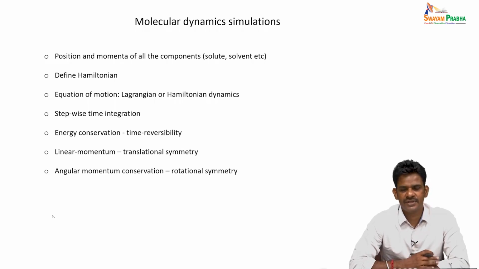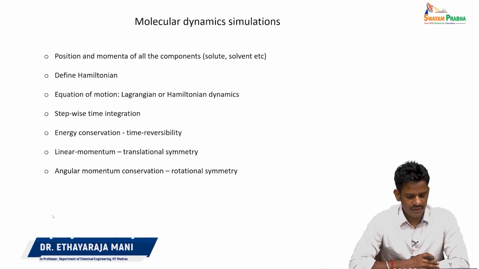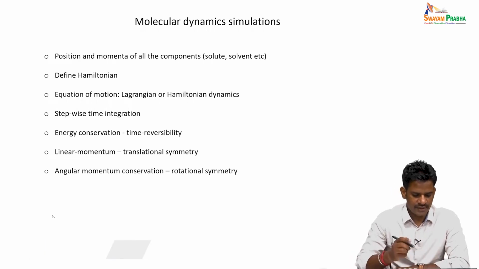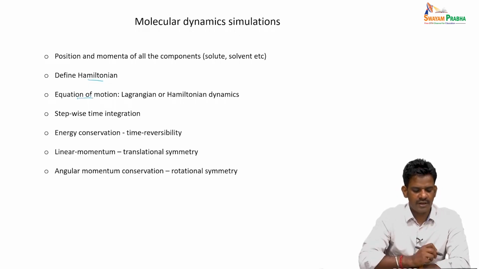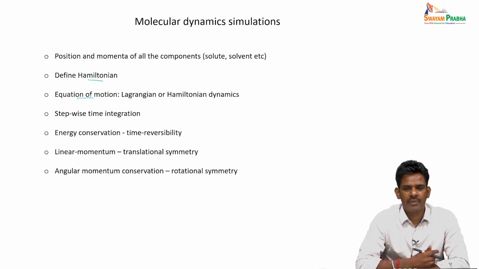For any given system, single component or multi-component, we have to look at the position and momenta of each of the species, and then we have to define a Hamiltonian, which is basically defining the total energy of the system, which includes intermolecular interactions and kinetic energy of the system. Once we have specified this Hamiltonian, we can derive a set of equations of motion by which the system basically evolves in time.